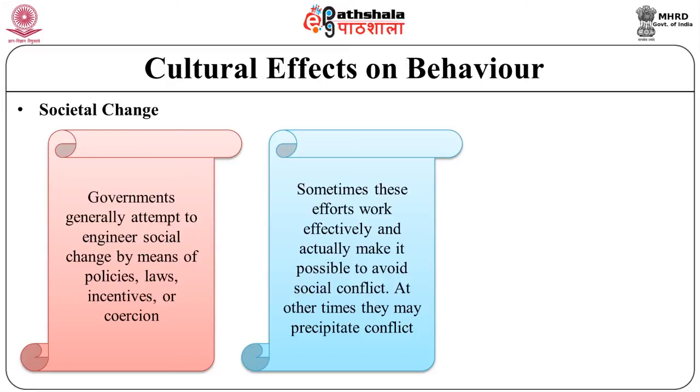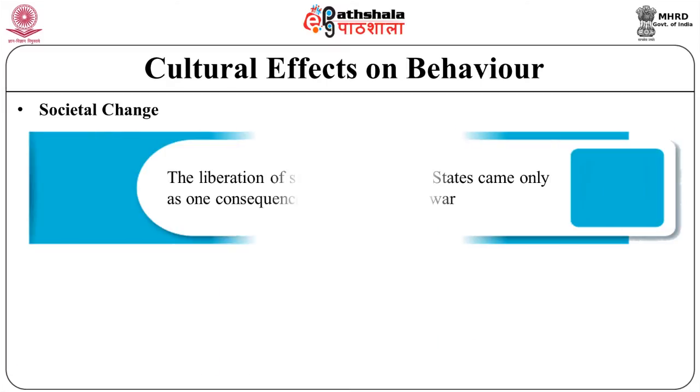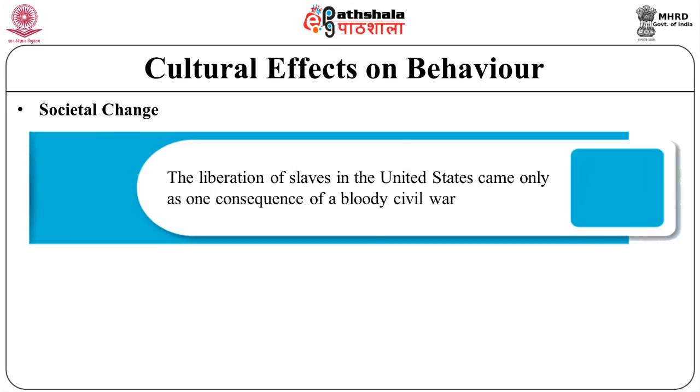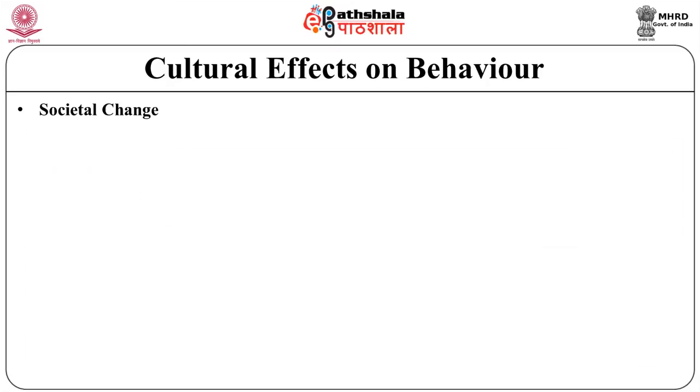Sometimes these efforts work effectively and actually make it possible to avoid conflict. At other times, they may perpetuate the conflict. For example, the setting up of agricultural communes in the Soviet Union, against the farmers' wishes to form their own private lands, was achieved only with armed forces and the loss of millions of lives. The liberation of the slaves in the United States came only as a consequence of a bloody civil war. A hundred years later, elimination of explicit racial segregation was achieved in some places only by the use of legislative actions, court injunctions, and armed military guard, and continues to be a major social issue.